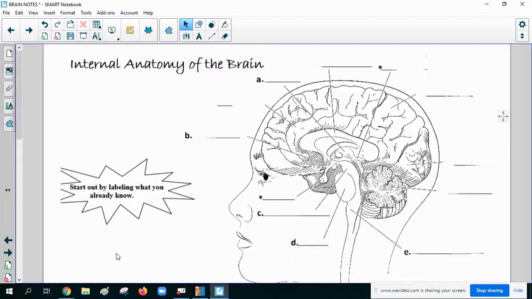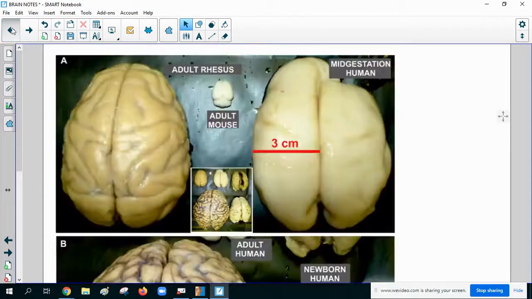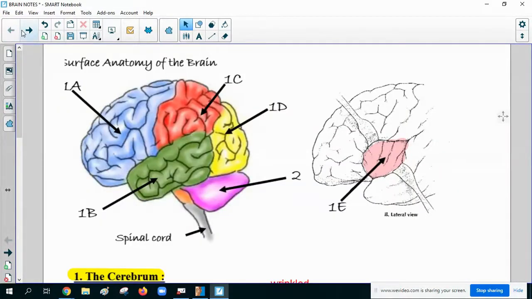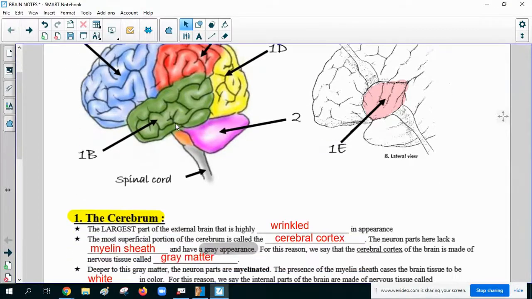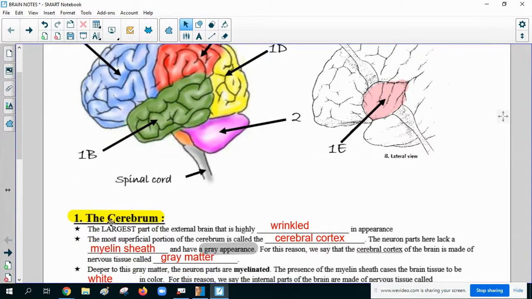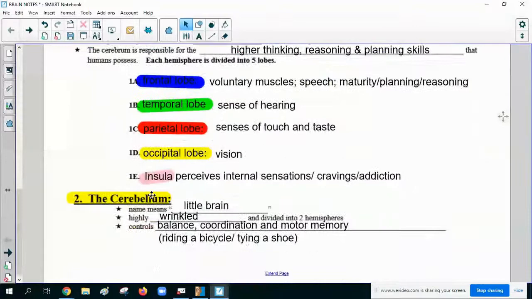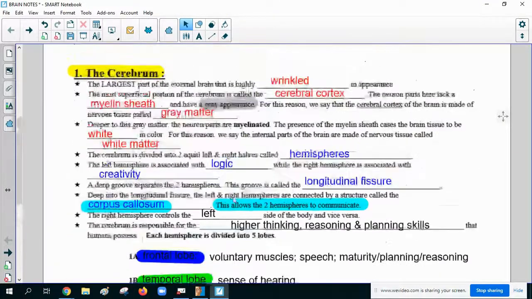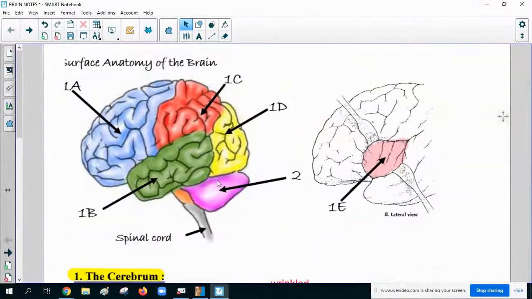Hello students, today's video lecture is on the internal anatomy of the brain. Now we have already completed the external anatomy of the brain and I've showed you all these various pictures. So these notes are already completed. Remember we have the largest part of the brain, which is the cerebrum, made of all these different lobes, and then the cerebellum, which is the smaller quote-unquote little brain under the occipital lobe.